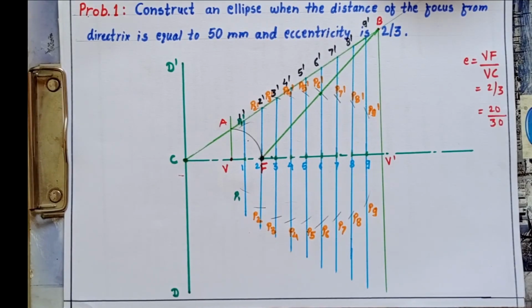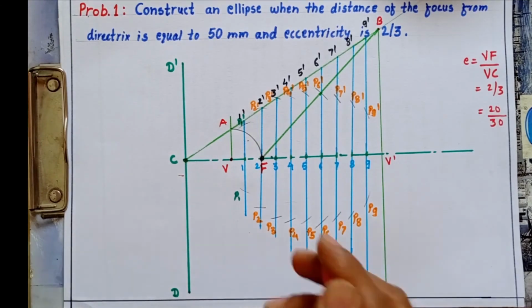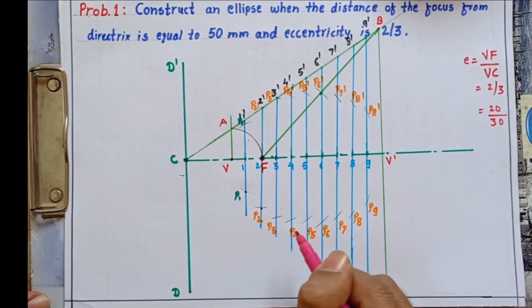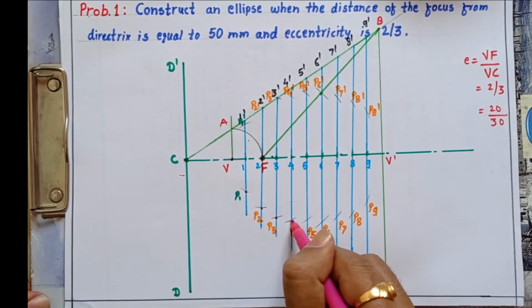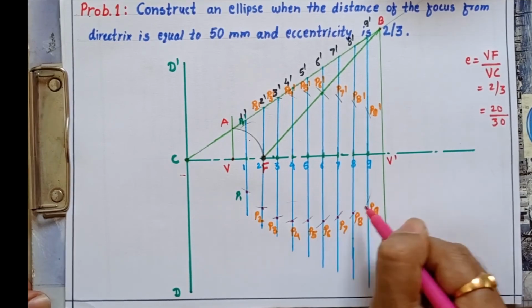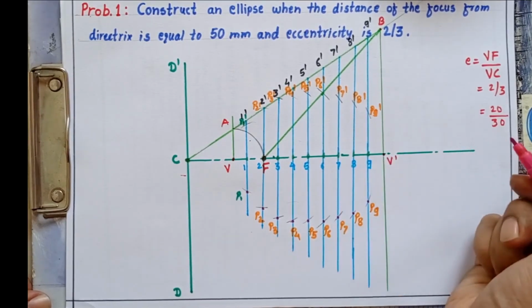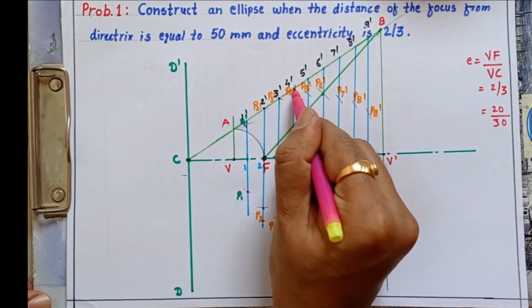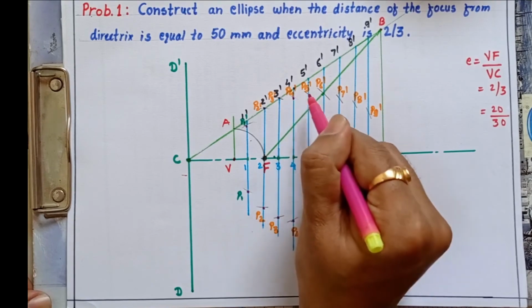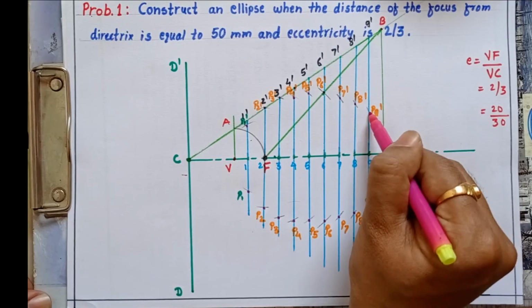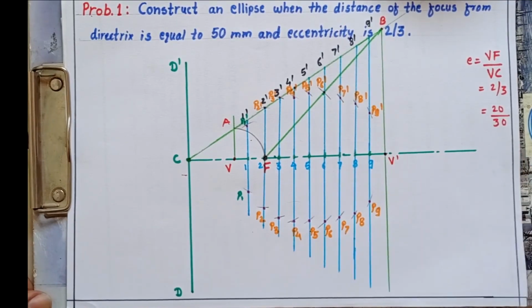So initially, just mark and darken those points. This is your P1, this is P2, P3, P4, P5, P6, P7, P8, P9 and the last vertex. Similarly, P1 dash, P2 dash, P3 dash, P4 dash, P5 dash, P6 dash, P7 dash, P8 dash, P9 dash and the last point V dash.